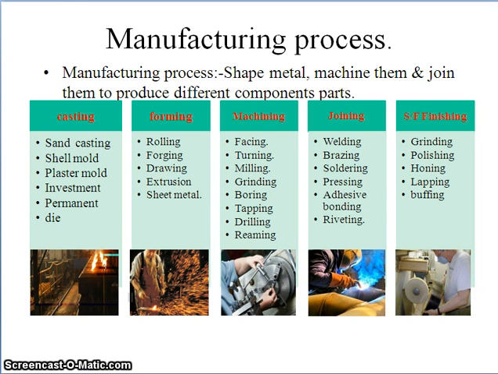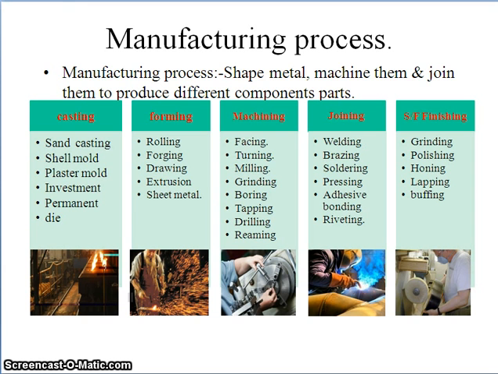The manufacturing process can be broadly classified into five main categories, namely casting process, metal forming process, machining process, joining process, and finally the surface finishing process. Now we'll go one by one and see in detail what each process means.